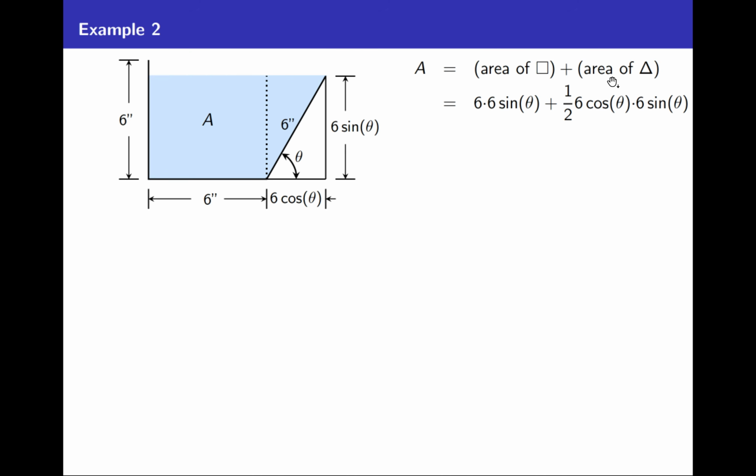And then we need the area of the triangle. Let's see, the area of a triangle is 1/2 base times height. So 1/2, and then the base is 6 cosine theta, and its height is 6 sine of theta. We're talking about this triangle that's right there. So its area is 1/2 times 6 cosine theta times 6 sine theta.